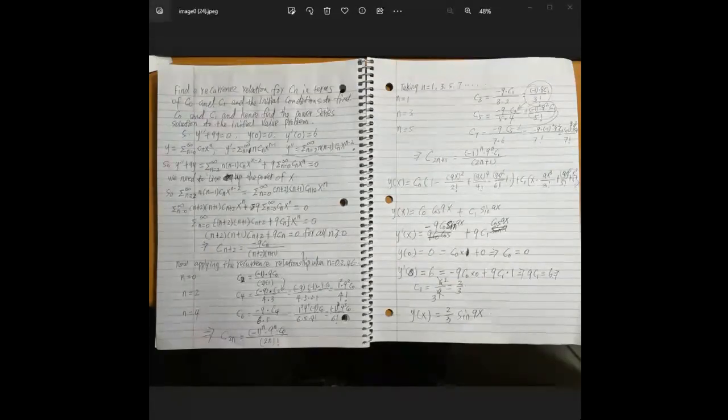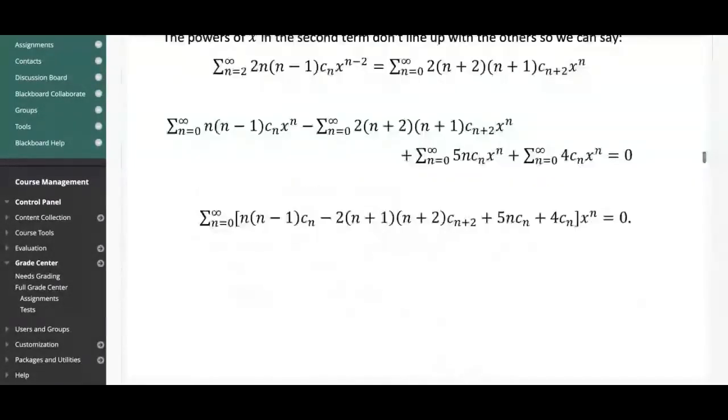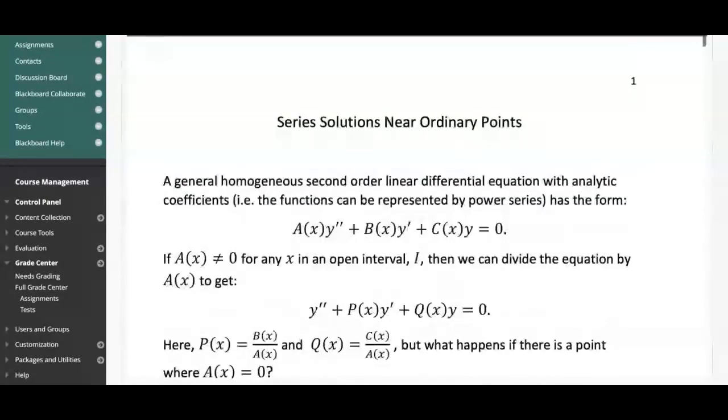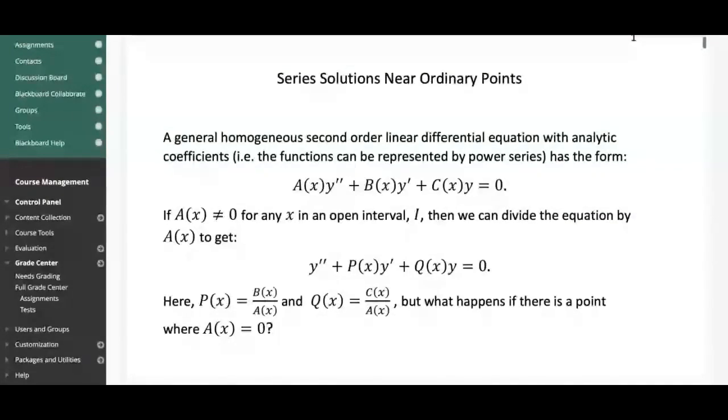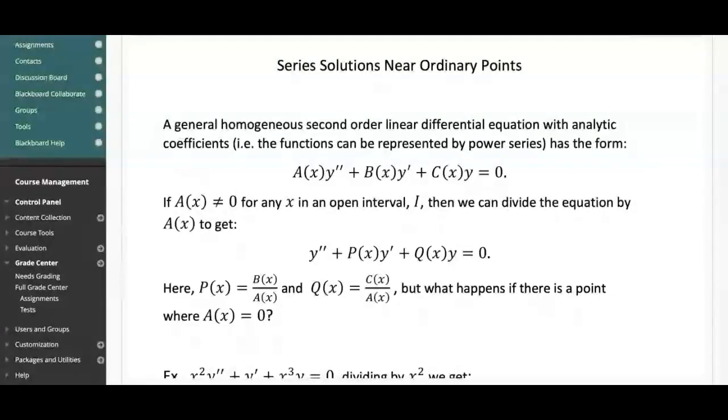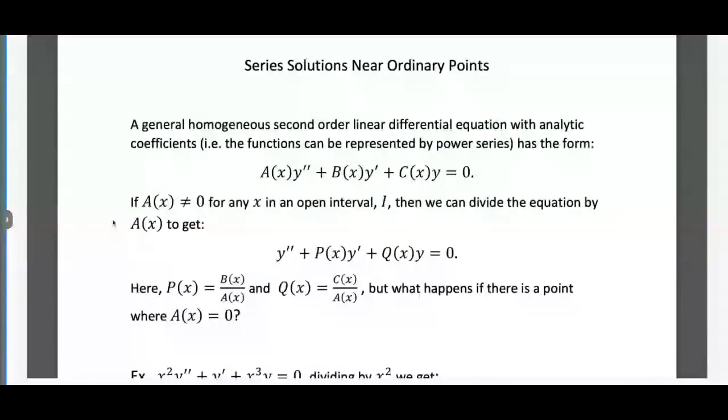All right. I won't be able to finish talking about note 14, but let's start. Note 14 is about the series solutions near ordinary points. Let me read this.